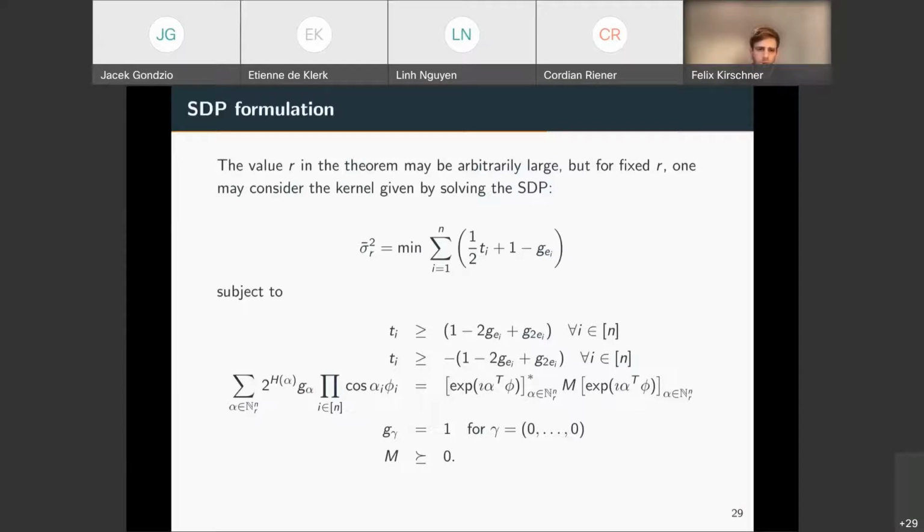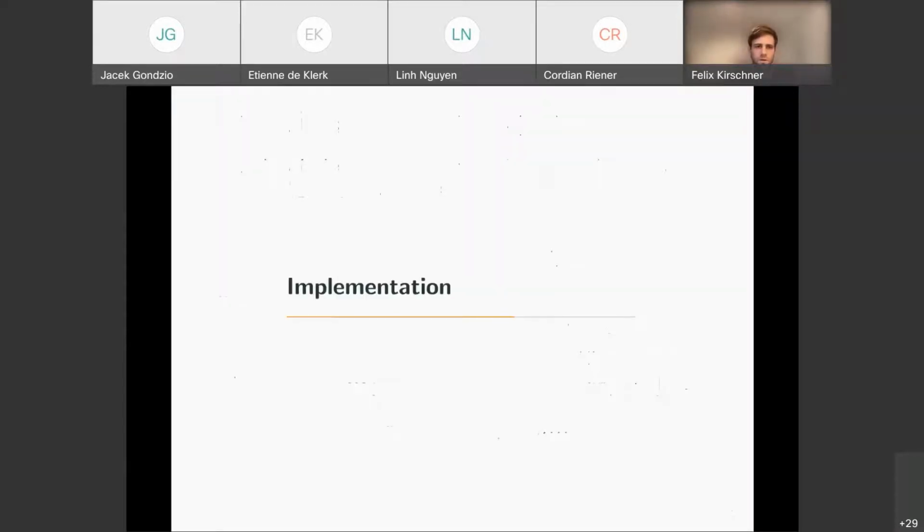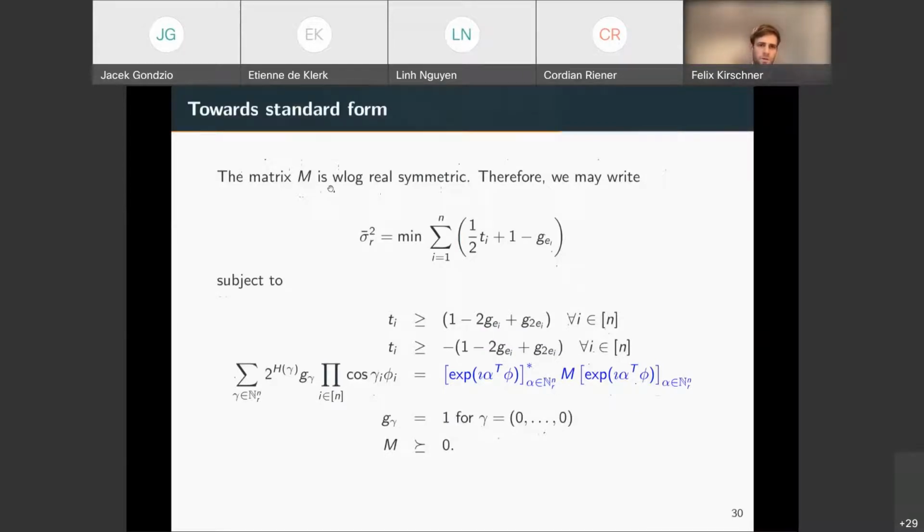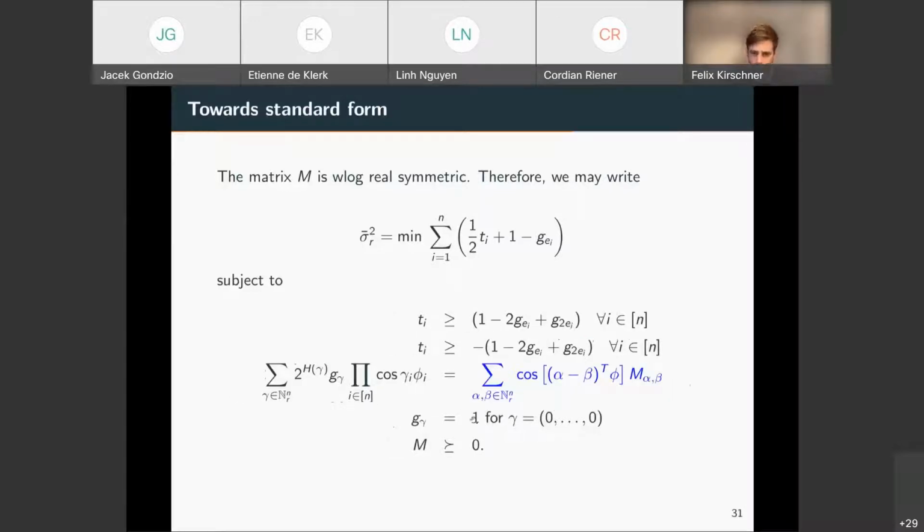The first thing that we noted when we did some numerical experiments was that the matrix M is, without loss of generality, real symmetric. We noted it, then we tried to prove it, and we were able to prove it. So indeed, we can assume M to be real symmetric, which makes things a lot easier on the right-hand side, because just knowing that M is real symmetric enables us to write this expression like this. It's the sum over all alpha, beta in N to the n sub r of the cosine of alpha minus beta transpose times phi, times M alpha beta.